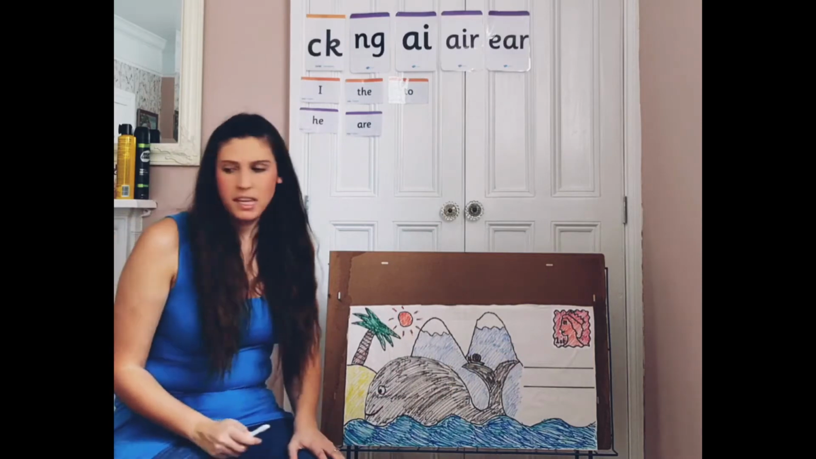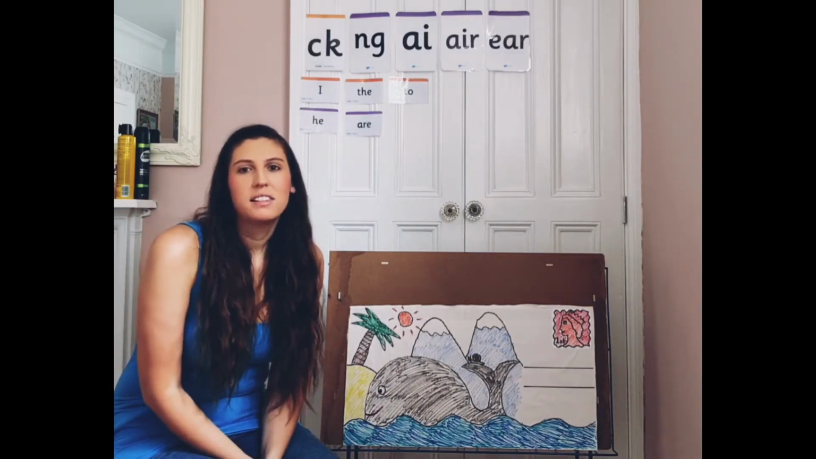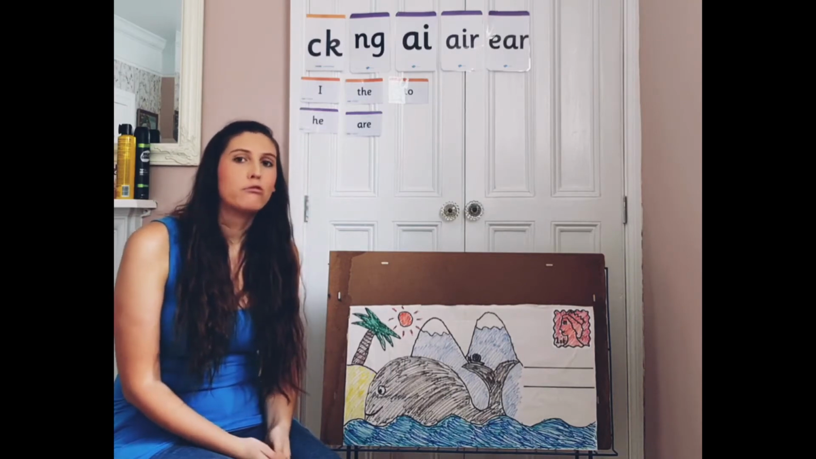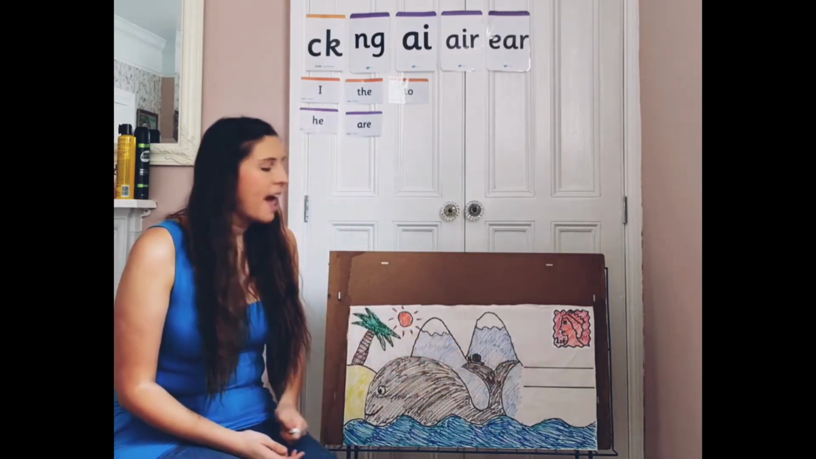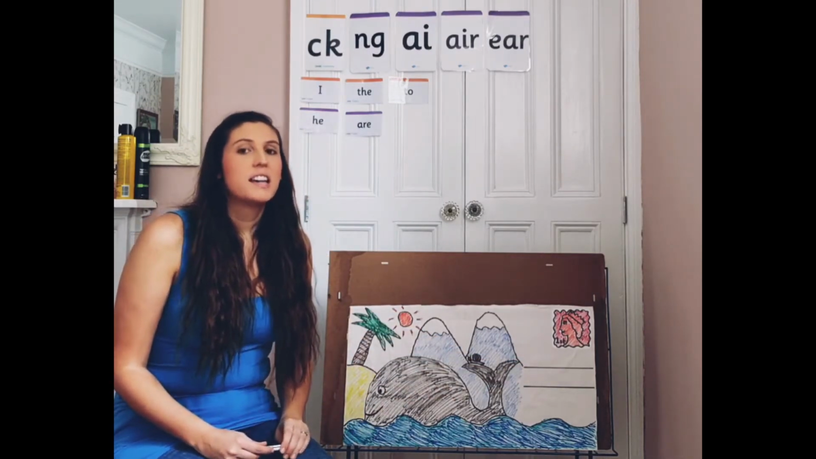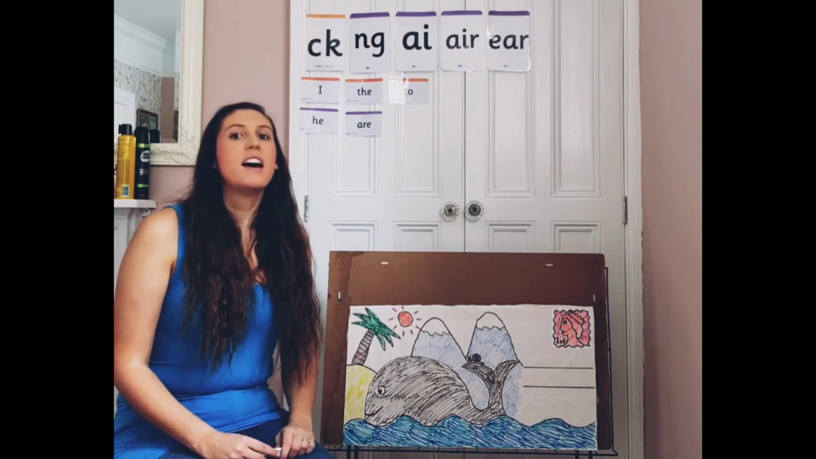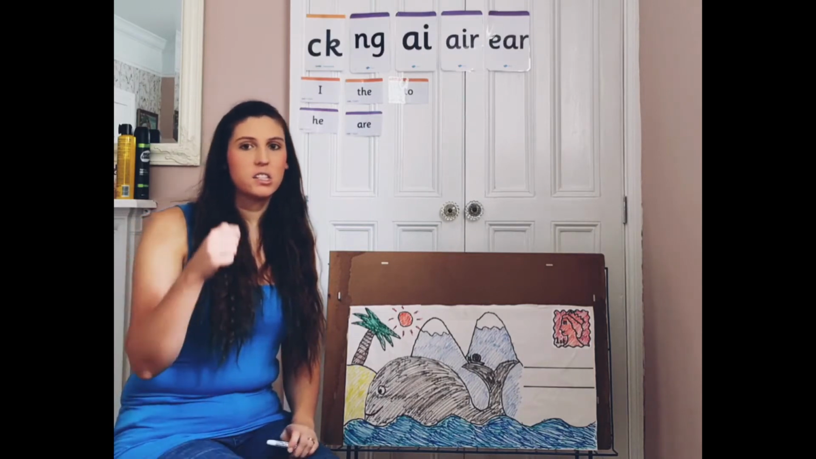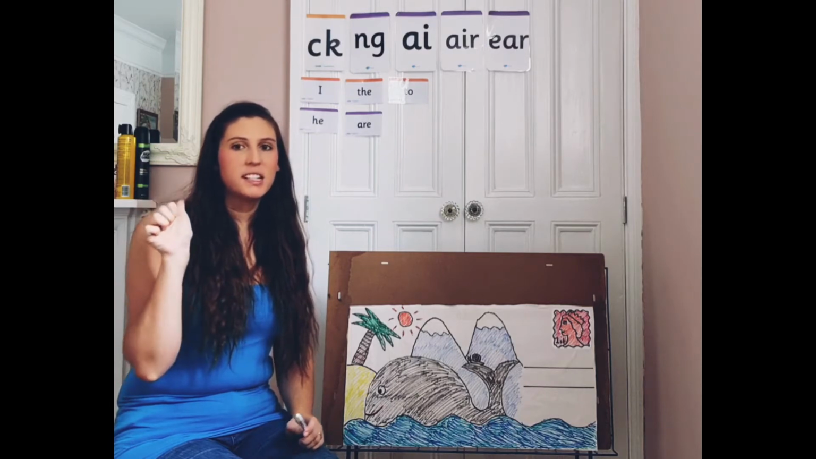So let's think about where the snail lives. Can you remember where the snail lives, where his family live? They live on a big rock, don't they? So I'm going to write for my address, I'm going to write Snail Rock. Let's say that together. Snail Rock. Okay, so that's two words, Snail Rock. The first word is snail.